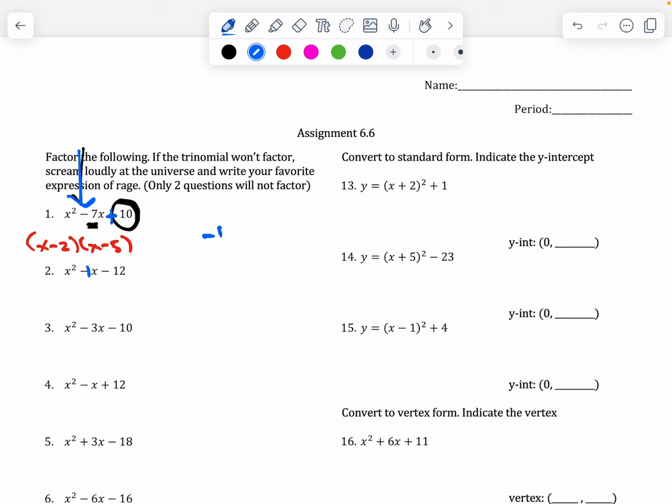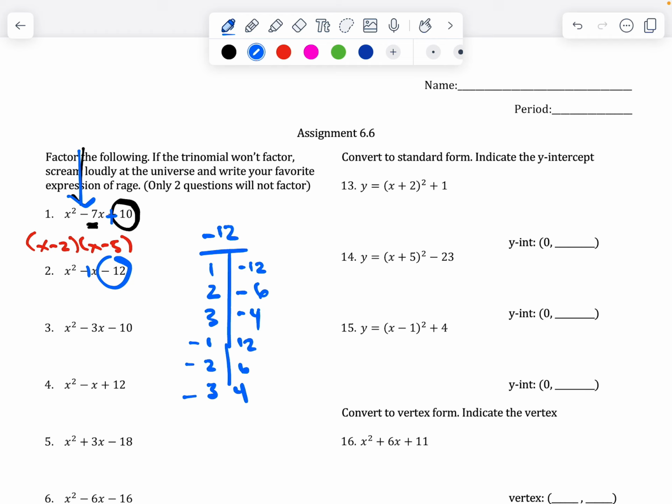We're going to do -12, and we're thinking of combinations that multiply to be -12, like 1 and -12, 2 and -6, 3 and -4. Now we can also put the negative on this side. 1, 2, 3, make those ones negative. 12, 6, 4, make those ones positive. And we're looking through the list, trying to find numbers that add up to be -1. So that doesn't work, and here is our winner.